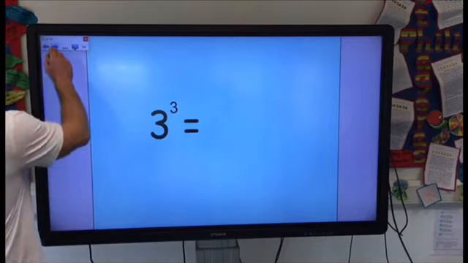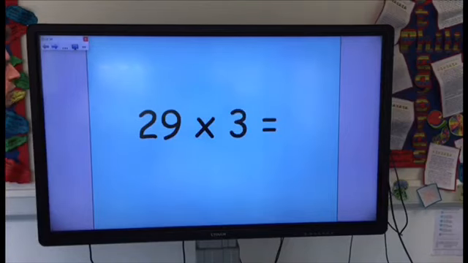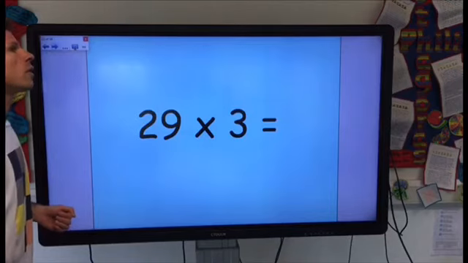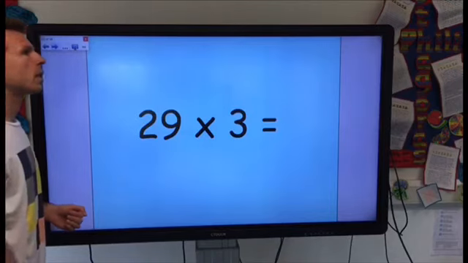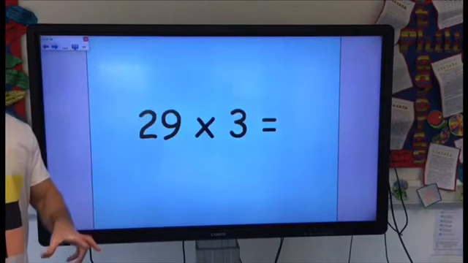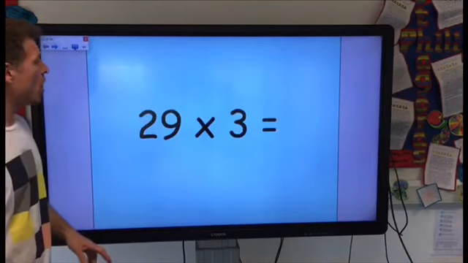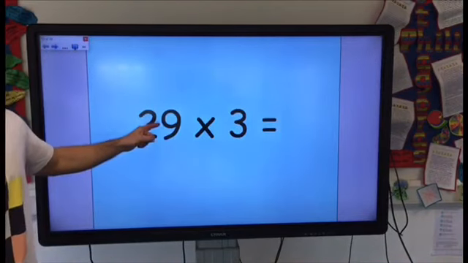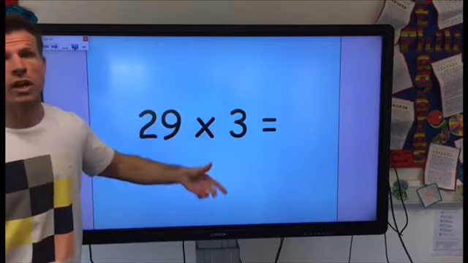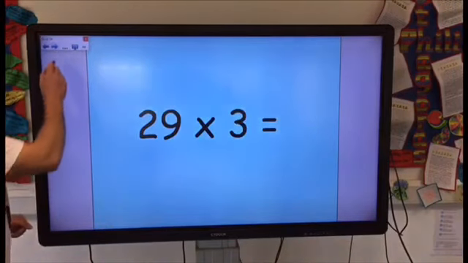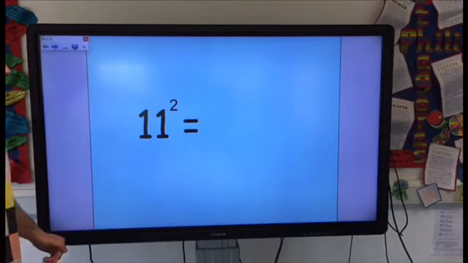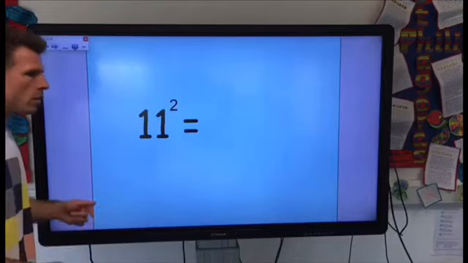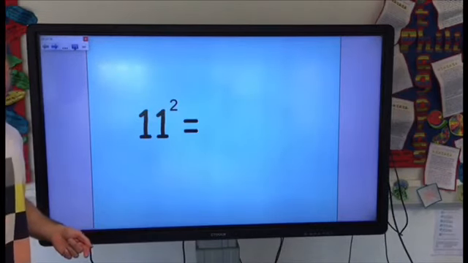27. 29 times 3. 87. So I'll tell you how I did this one in my head, and rather than partition it, I knew that 30 times 3 is 90, and I knew that 29 was 1 less than 30, so I did 1 times 3 is 3, and took it away to make 87. 11 squared. 121.